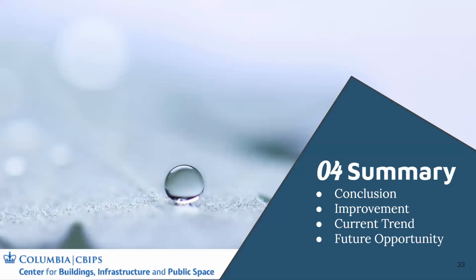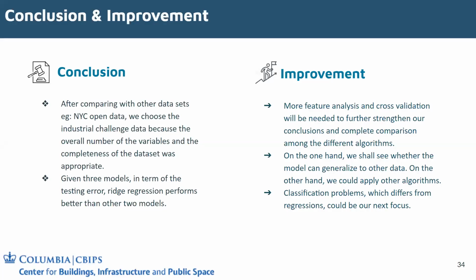Based on all we presented, we also summarized our project, and we have some conclusions and some improvements. For the conclusion, first, after comparing with other data sets like the NYC Open Data we found from the DEP website, we eventually chose the industrial challenge data because the overall number of variables and the completeness of the data set were appropriate for us. And second, given 3 models, in terms of the testing error, regression performs better than the other 2 models, as we can see from the table previously.